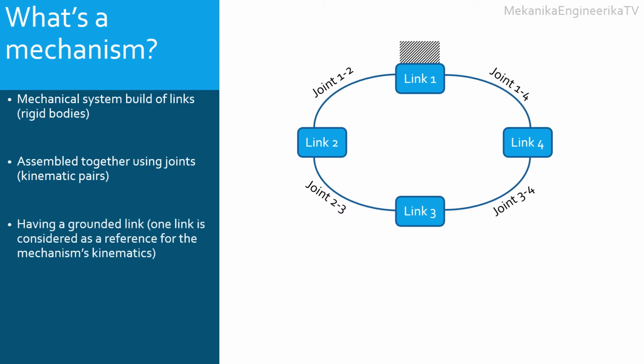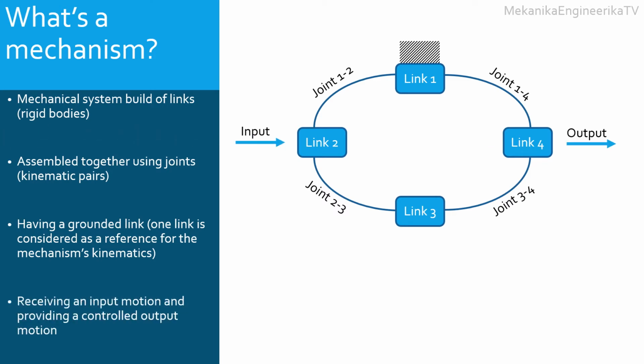In a mechanism, we should also have a link, considered as a reference for the mechanism's motion. This link is also called the ground or the frame. A mechanism is a kinematic chain having a grounded link. The ground or the frame is not necessarily a static non-moving link. It is rather a link that is considered as a reference for the mechanism's kinematics. In other words, the kinematics of the mechanism is studied relative to the link which is chosen as a reference, or the ground.